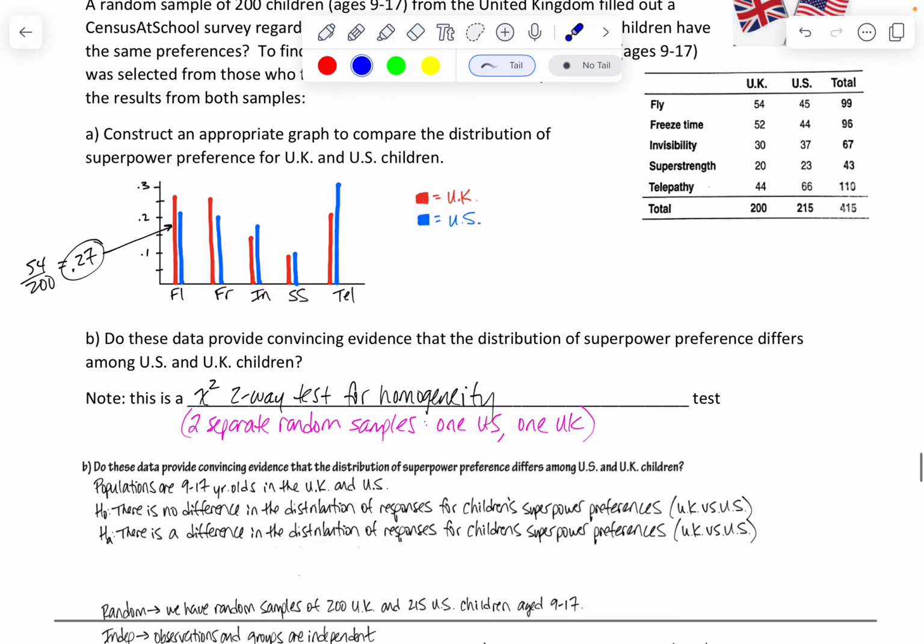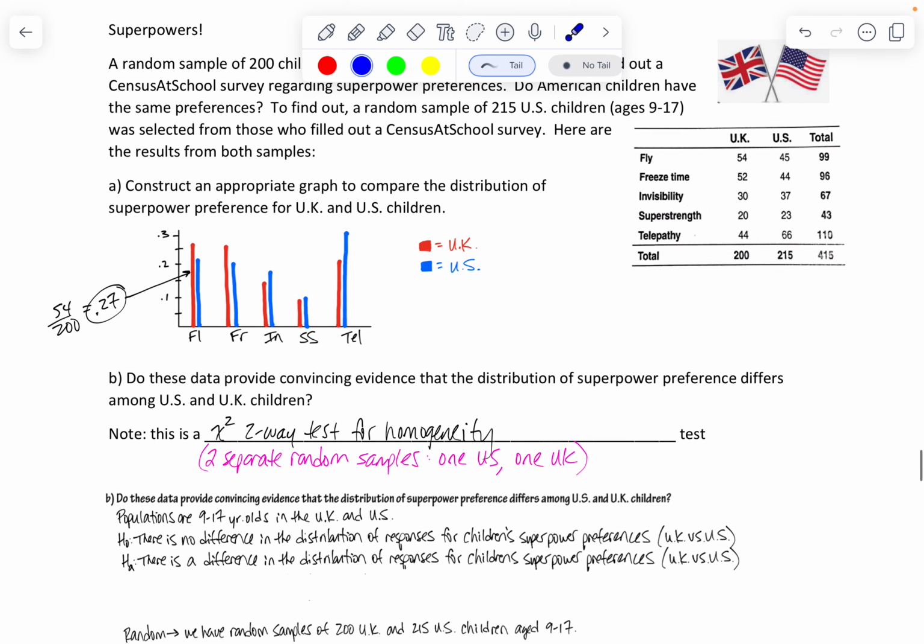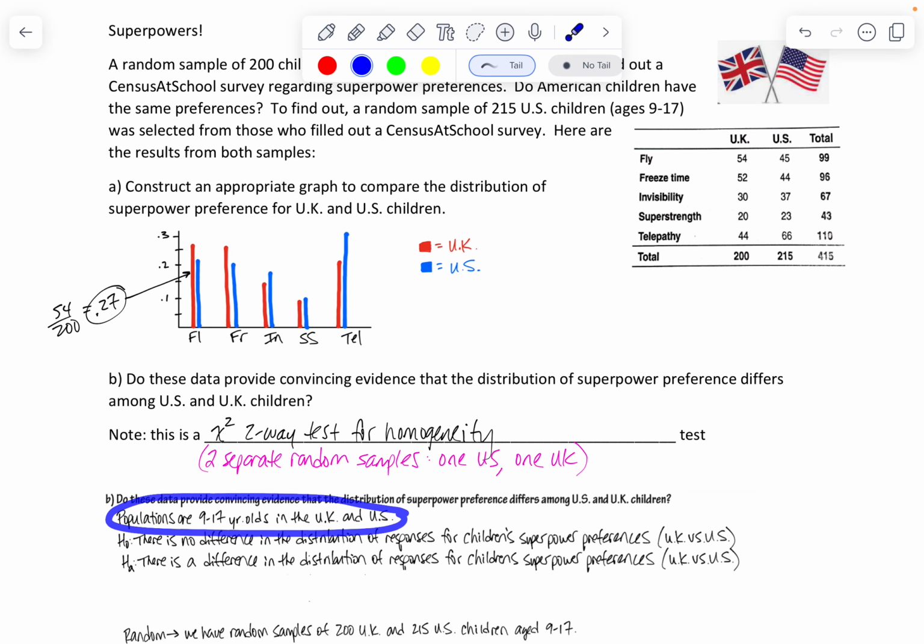Let's move on. Remember, if I go too fast, you, my friends, have the ability to pause and copy down. What do I have here? I've got my populations. I have two different populations. In the wording of the question, it says 9 to 17-year-olds. I'm not sure why that's the age range, but it is. And they're both in the United Kingdom and the United States. So be as specific as you can within the population, that's what you need to define.